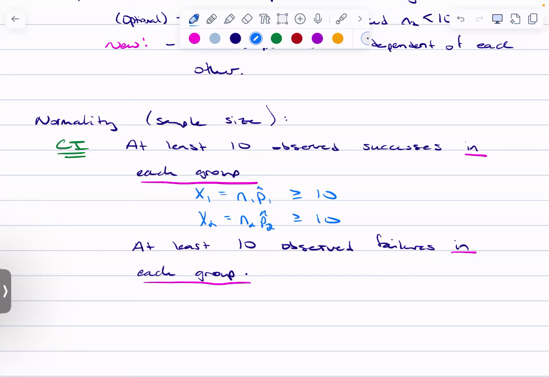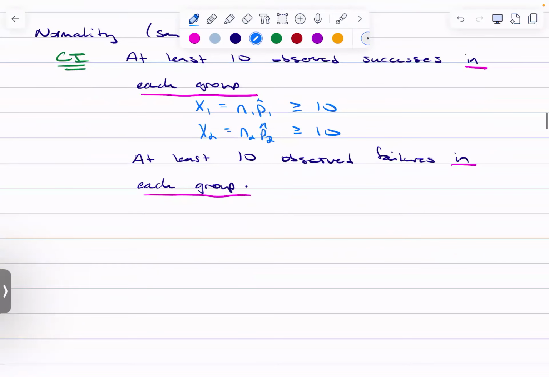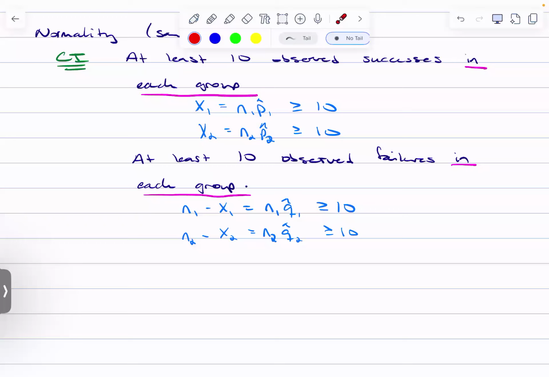That's the successes. And then we need at least 10 observed failures in each group. If it's not a success, it's a failure, which is n1 times q1 hat has to be greater than or equal to 10, or n2 minus x2, which is n2 times q2 hat, greater than or equal to 10. You only have to do one of these, right?